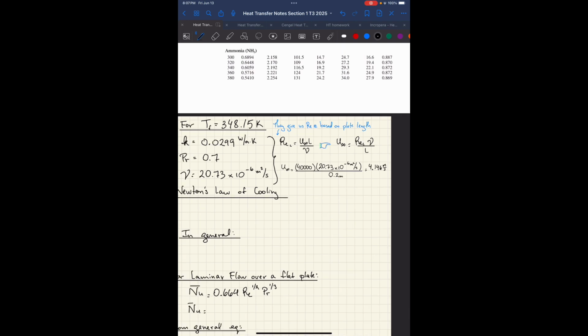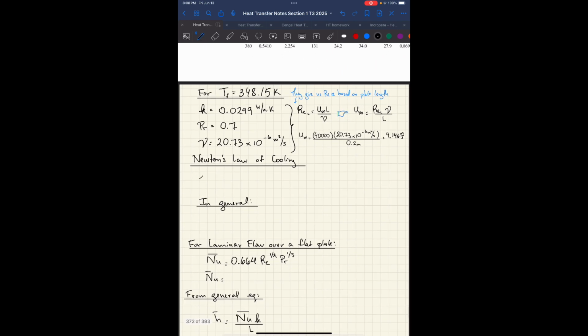Okay, now to calculate the heat transfer, you need Newton's law of cooling. So Newton's law of cooling is h(Ts minus T infinity). That's basically telling you how much heat is transferred due to convection. Now remember that we're doing this for the entire plate, so typically we want the average h. So there's the average h. Now to get the h, which they don't give to us, we need to use the Nusselt number, right?